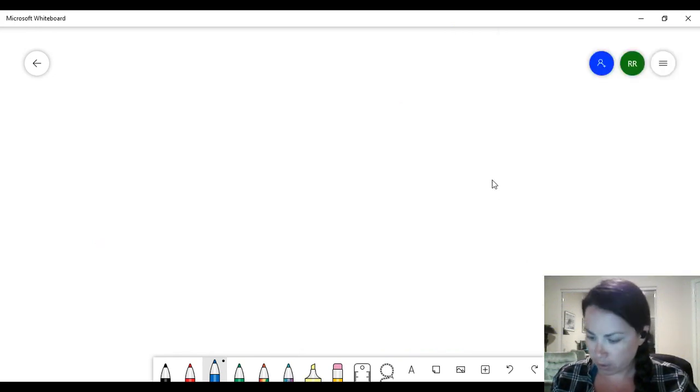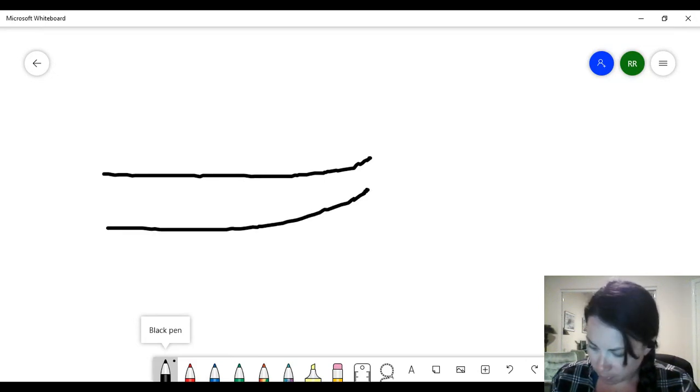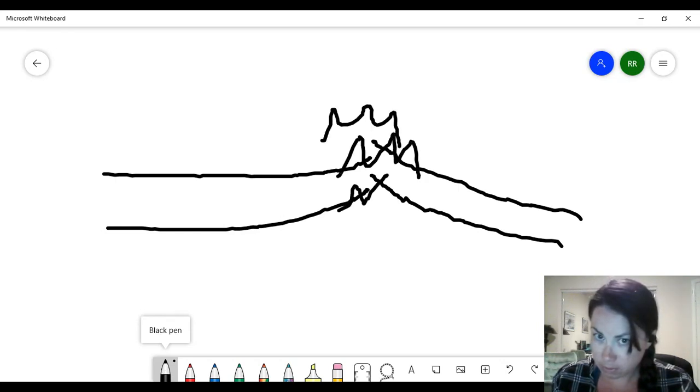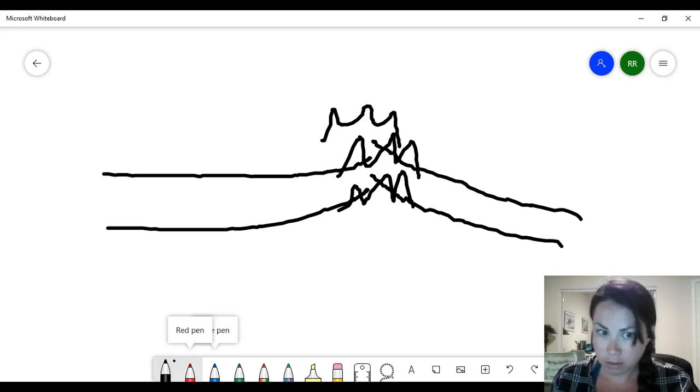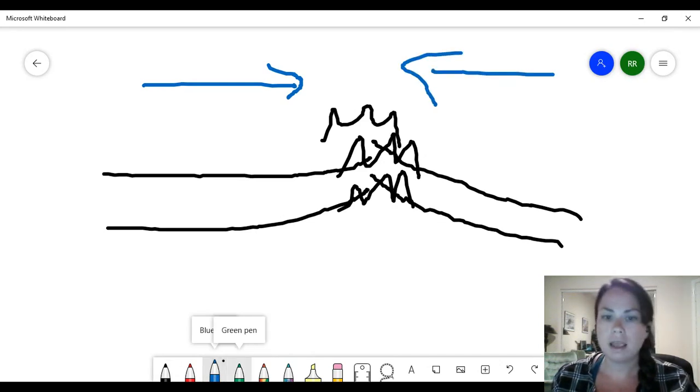But we could also have an example where the two plates are coming together and they kind of butt up against each other. And this is where we see the formation of mountains. Those are supposed to be mountains. I know you're impressed. Again, this is where we have two plates that are coming together at a convergent boundary.